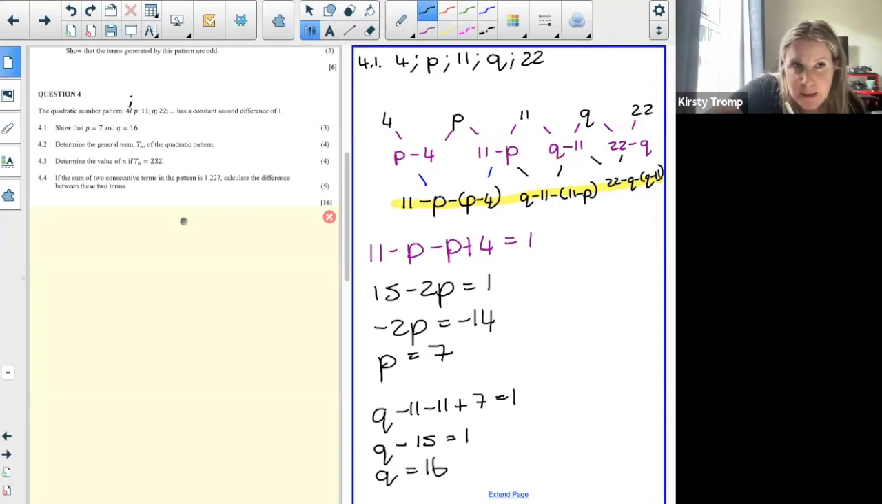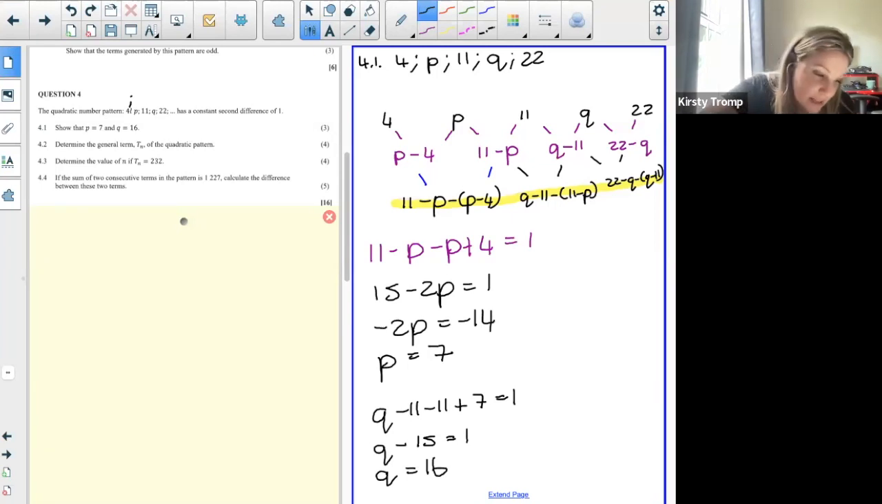Okay. Ma'am, why isn't the second constant difference the entire second line? The reason is that your second difference is always the difference between your first differences. That's how you calculate it. And they told you that those were equal to 1. So calculate it that way. That's how you get P and that's how you get Q.